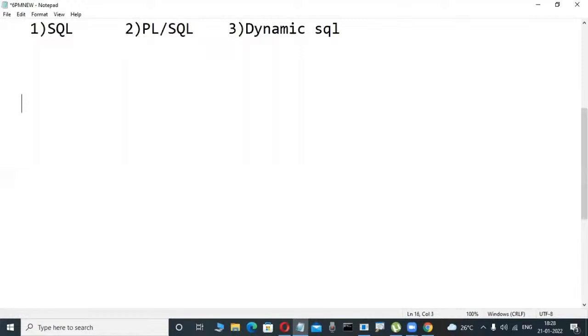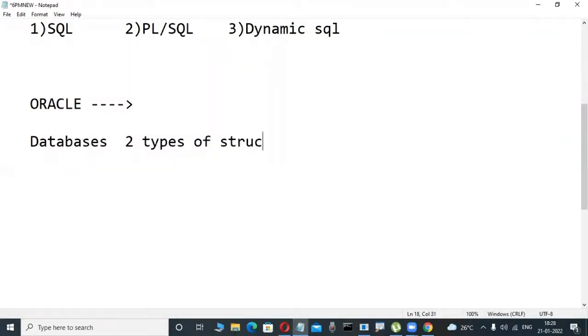Actually, these are relational databases: Oracle, SQL Server, DB2. Unfortunately, these databases have two types of structures. You must be familiar with this before we start our courses. Observe here, two types of structures are there. Don't write it, just observe it here. Two types of structures.